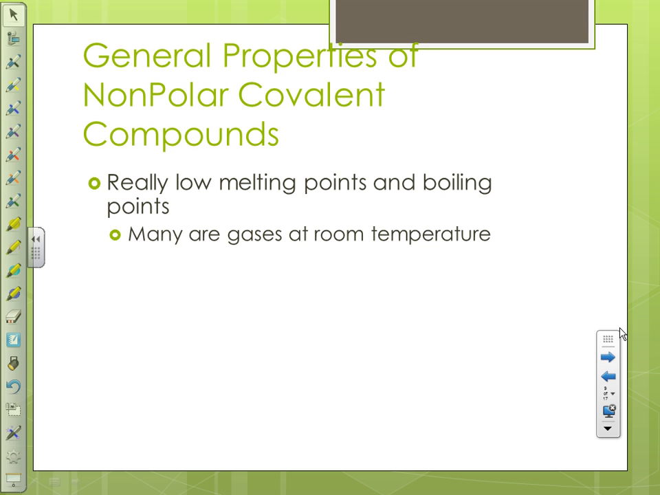What that means is that nonpolar compounds, or compounds that are held together with nonpolar bonds, have very low melting points and boiling points. Many of them are gases at room temperature.